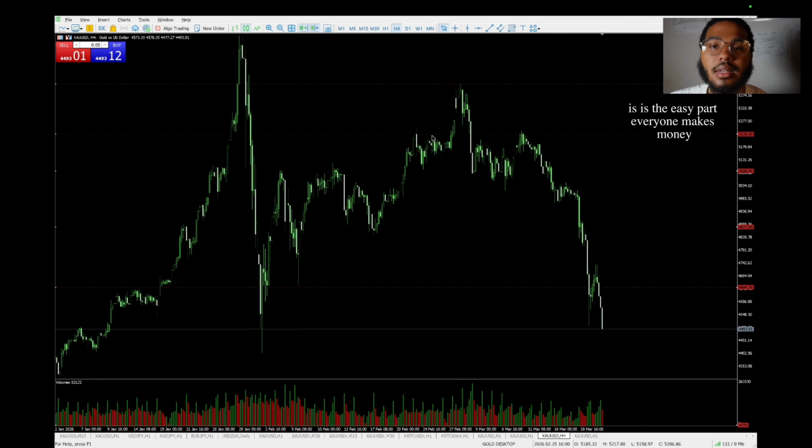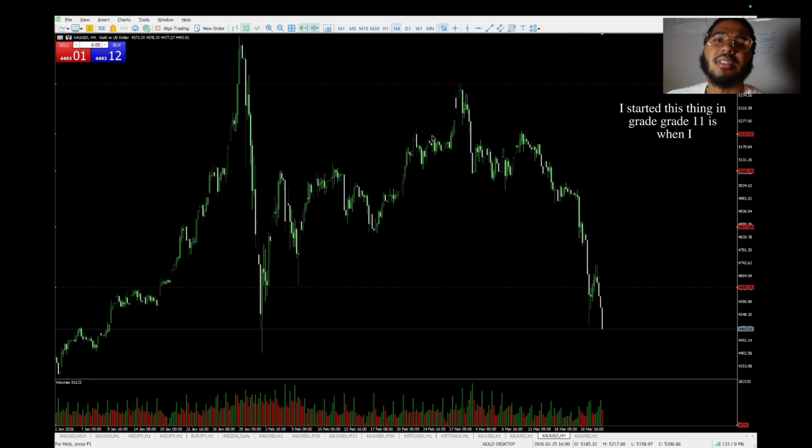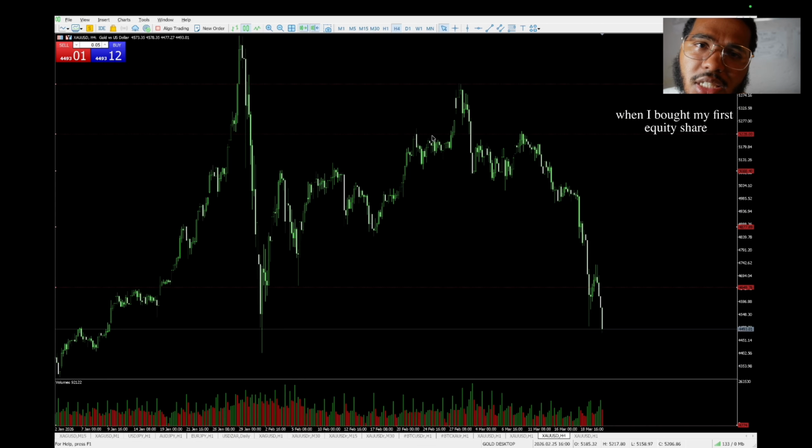Everyone makes money. How many people have their money working for them? How long do most people keep their money? It's less than a month. So that's the key. That's the goal about IBS. I've been doing investments, money management for the past 4 or 5 years, man. I started this in grade 11, when I bought my first equity share.